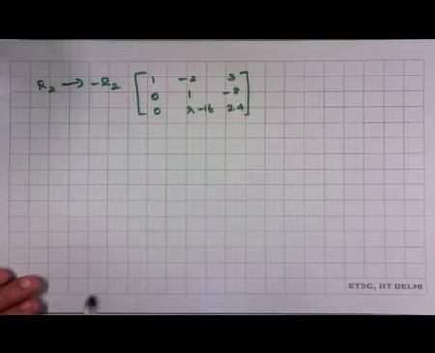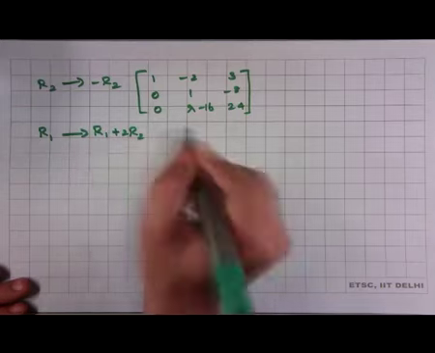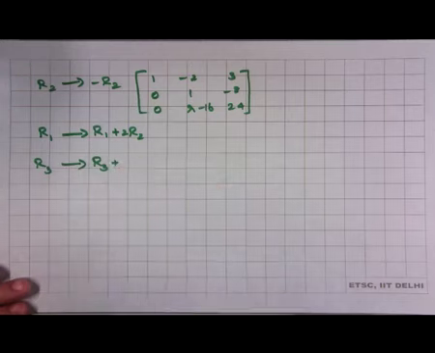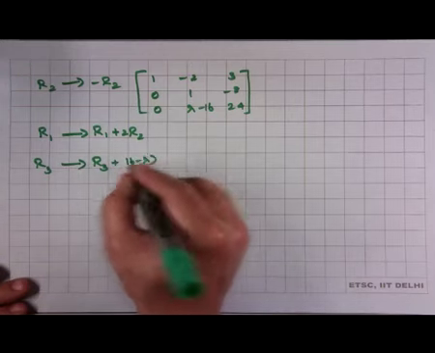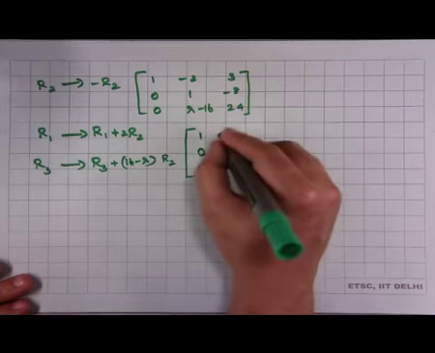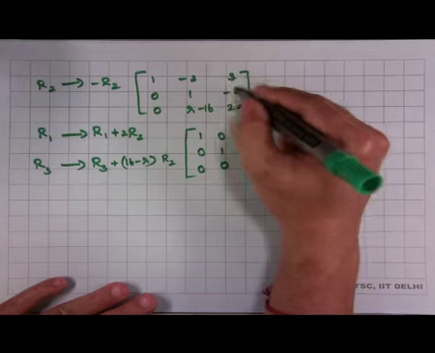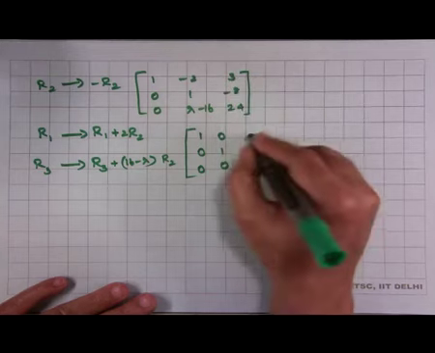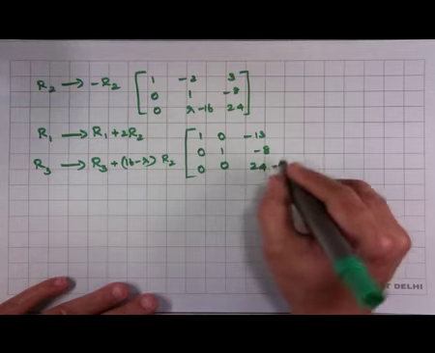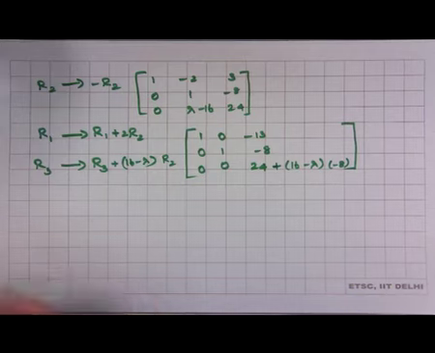Let's try to convert these two elements into 0. R1 is replaced by R1 plus 2 times R2. R3 is replaced by R3 plus 16 minus lambda into R2. So, the first two columns are just going to look like 100, 010. Fine. R1, 3 plus 2 times minus 8, so 3 minus 16, which will give me minus 13. The next one remains unaltered. Next one, 24 plus 16 minus lambda into minus 8. Right? This is what I am going to have.